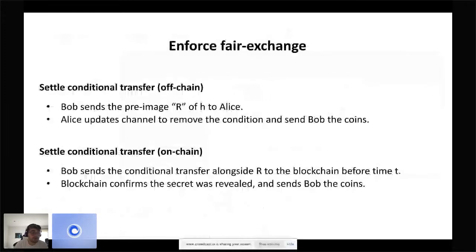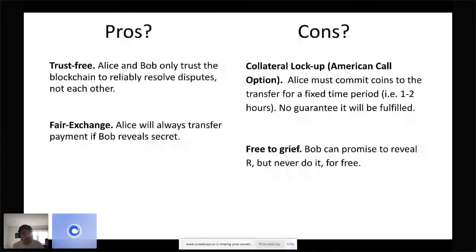And that's really cool. So now in this layer 2 system, we have a mechanism to enforce fair exchange. In the optimistic case, Bob can sell the pre-image R, and Alice can buy the secret in a way where both parties don't trust each other. If it breaks down for whatever reason, there can be an on-chain dispute, and it can be settled, and Bob can always enforce that he gets the one coin for selling the secret. Now, it's trust-free in the sense that Alice and Bob don't have to trust each other, they only trust the blockchain. And it guarantees that Alice will always transfer the payment if Bob reveals the secret.